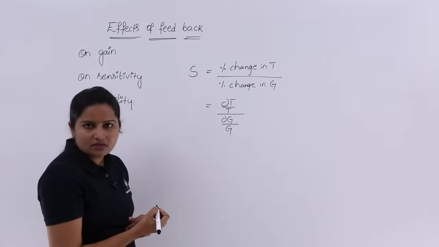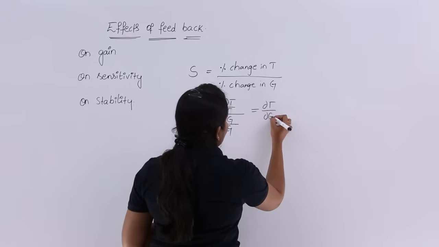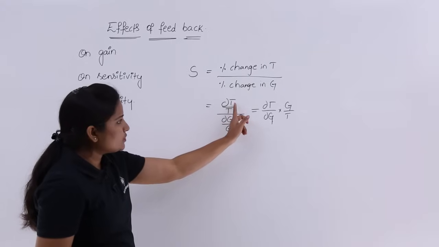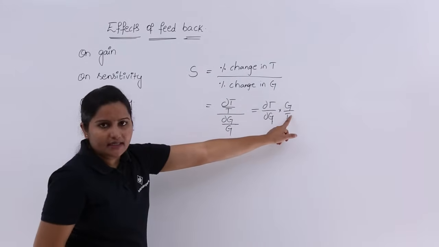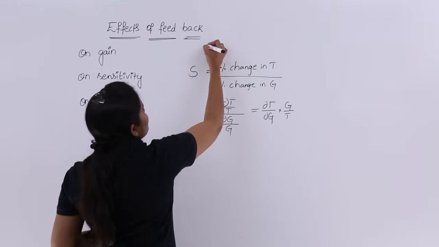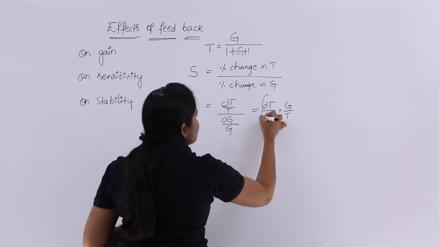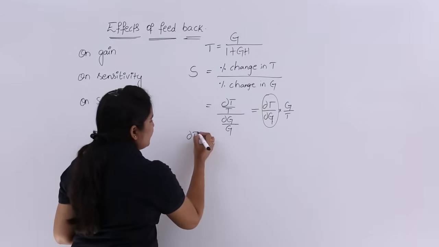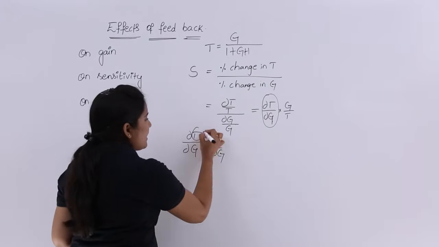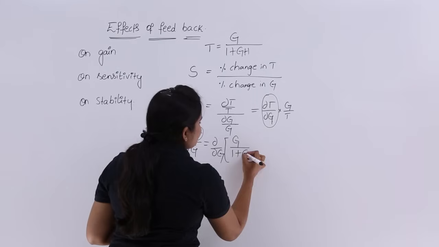So, like this we can write: dou T by dou G into G by T. Now, we know that the transfer function of the negative feedback system is equivalent to G by 1 plus GH. So, dou T by dou G is equivalent to dou by dou G of, substituting this T value, G by 1 plus GH.